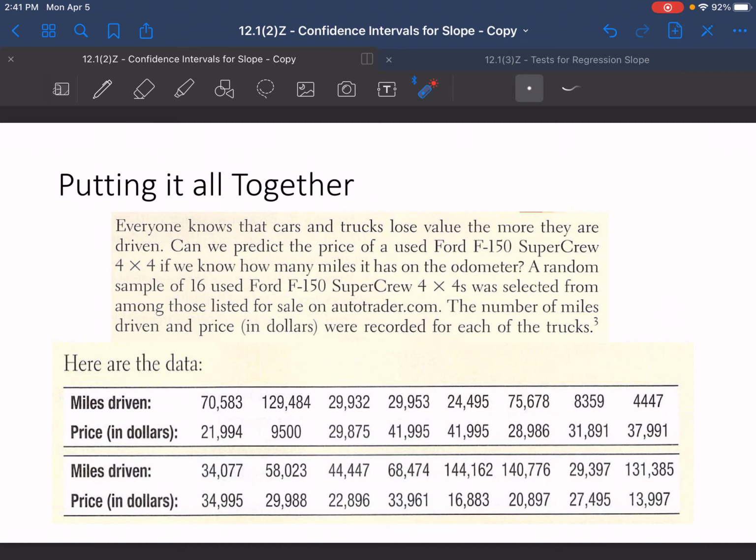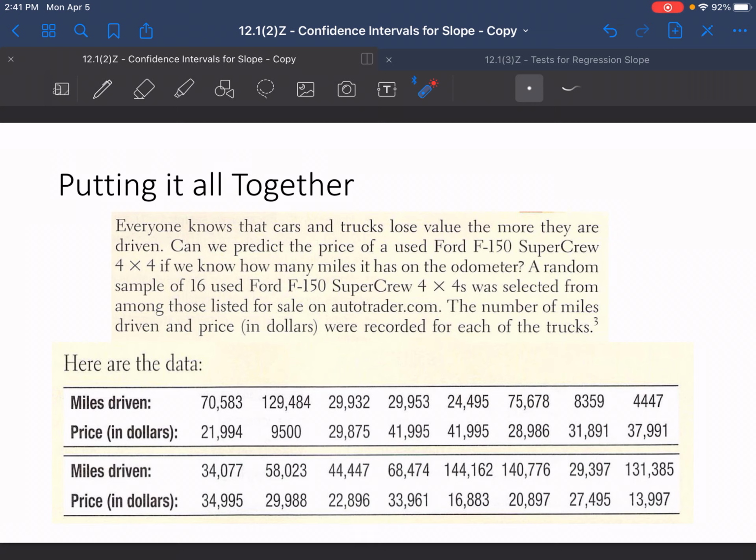Everyone knows that cars and trucks lose value the more they are driven. Can we predict the price of a used Ford F-150 Super Crew 4x4 if we know how many miles it has on the odometer? A random sample of 16 used Ford F-150 Super Crew 4x4s was selected from among those listed on Autotrader.com. The number of miles driven and price in dollars were recorded for each of the trucks. Here are the data. So we're given all of this data right here.